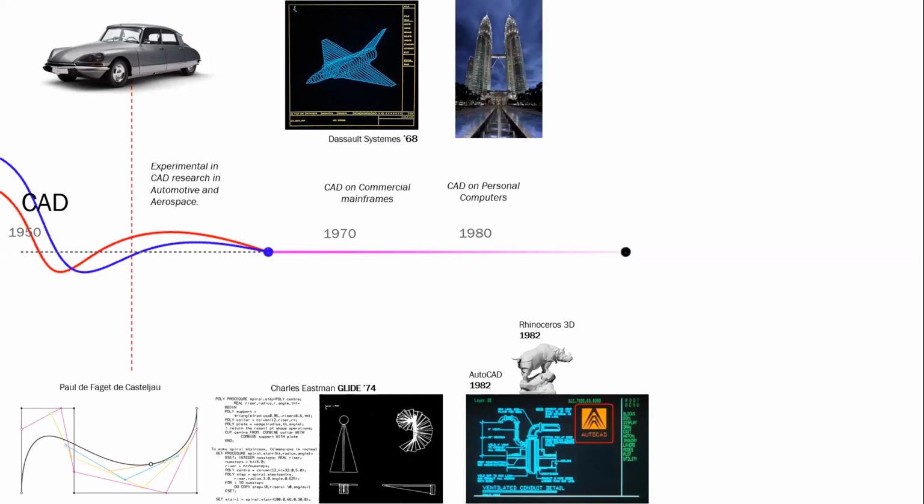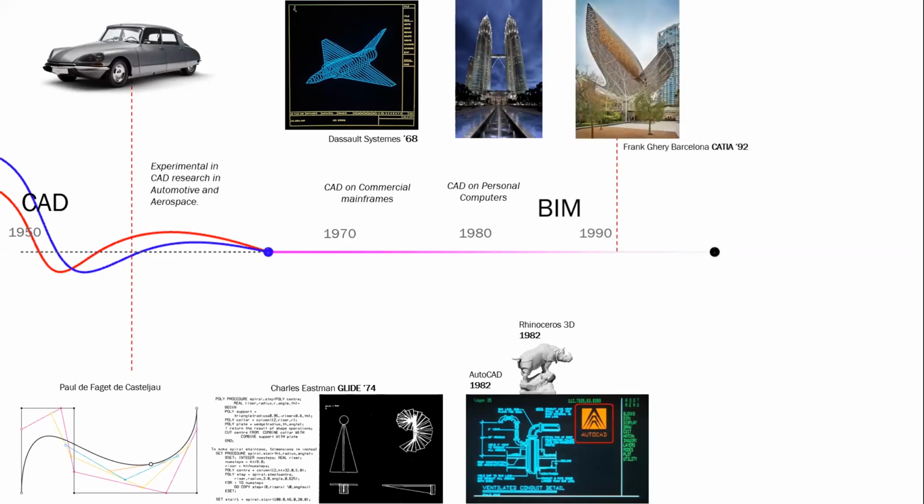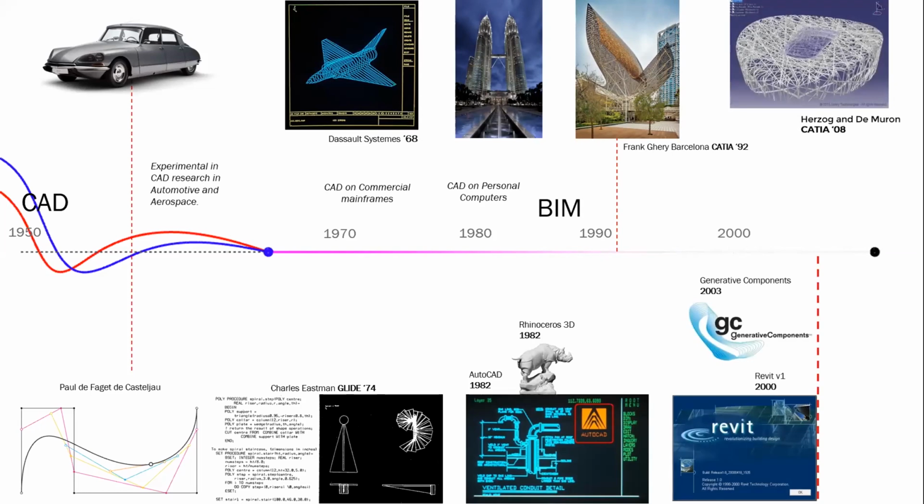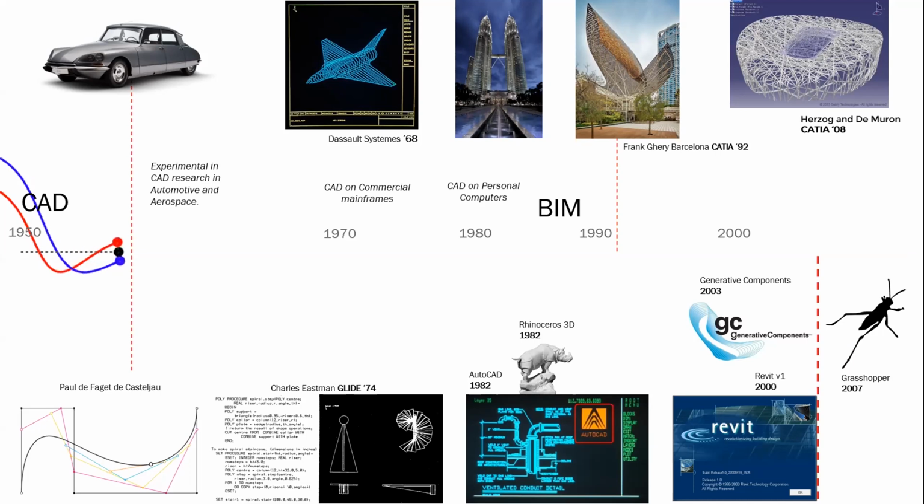1980, CAD gets adopted on personal computers. We have the release of AutoCAD in '82 and Rhino 3D in 1982 as well. Not sure everyone realized Rhino was that old. 1990, the adoption of BIM, Frank Gehry building complicated structures in CATIA in Barcelona. And then in the early 2000s, we have the release of version 1 of Revit, Generative Components in 2003. The key thing I want to point out is mostly we're talking about the release of Grasshopper in 2007. Even in 2008, Herzog and de Meuron were building complicated structures in CATIA, which is not really an architectural platform. Not to say it's not good for the job, but it wasn't really democratized as a tool because it's very expensive.